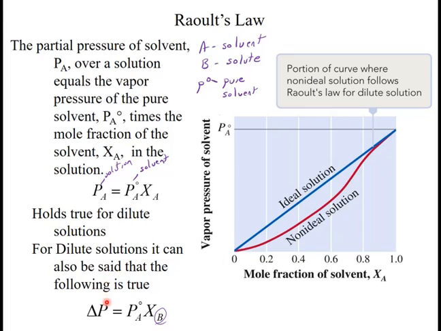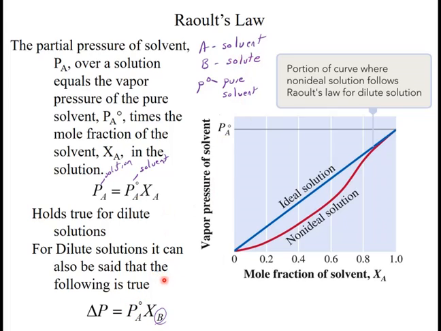And so we can also say that the change in vapor pressure, again, that's the solvent minus the solution, is the vapor pressure of the pure solvent times the mole fraction of the solute.